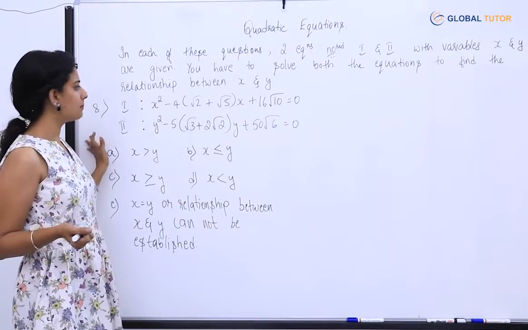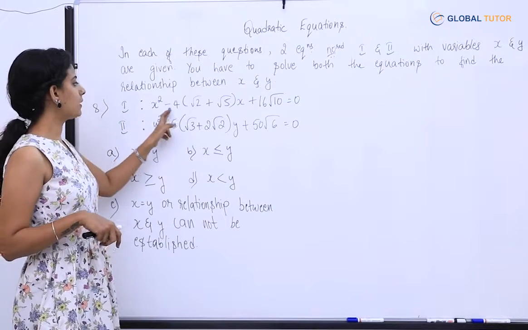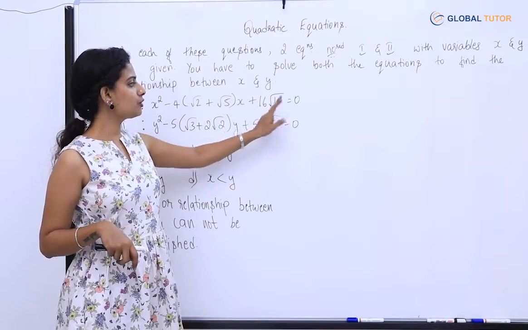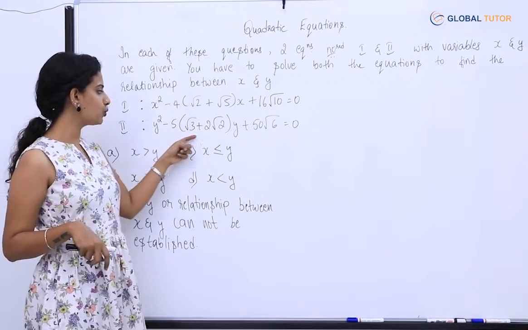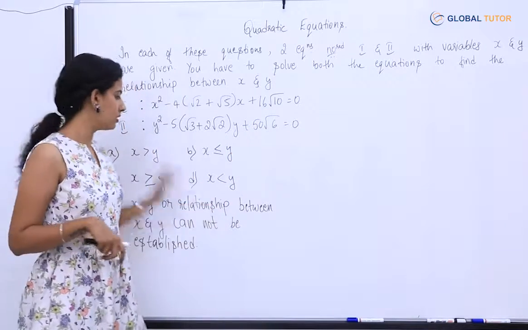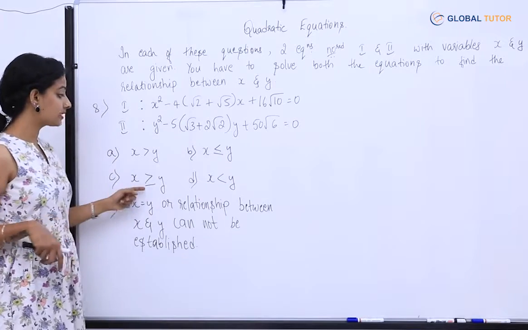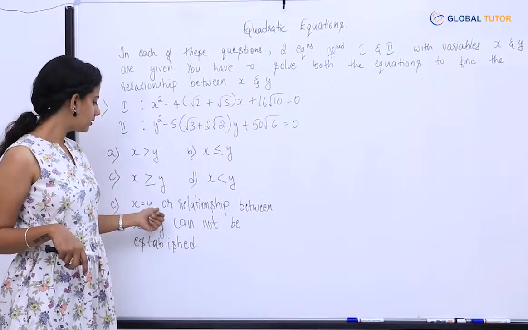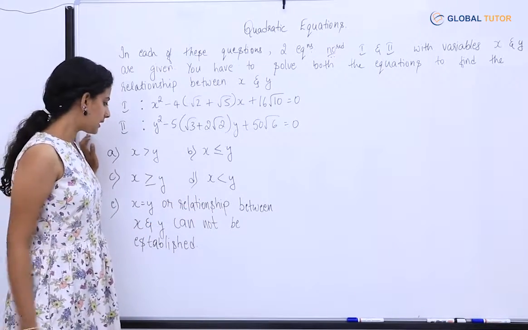I got another example of a similar question to the one we solved just now. The first equation is x square minus 4 into root 2 plus root 5 x plus 16 root 10 is equal to 0. And the second equation is y square minus 5 into root 3 plus 2 root 2 into y plus 50 root 6 is equal to 0. And we got the options: x is greater than y, x is less than or equal to y, x is greater than or equal to y, x is less than y, or x is equal to y, or the relationship between x and y cannot be established.